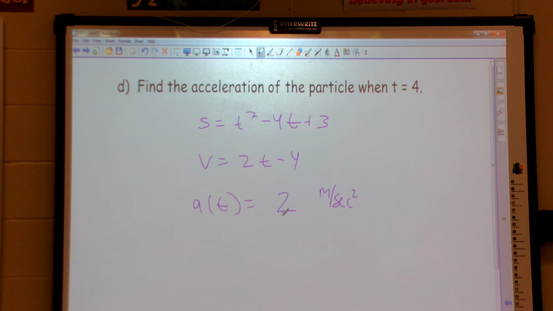And think about this, it's saying the acceleration is constant. Everywhere. No matter what time it is, the acceleration is 2. My rate of change is changing at a rate of 2. It's kind of crazy. My rate of change is changing.